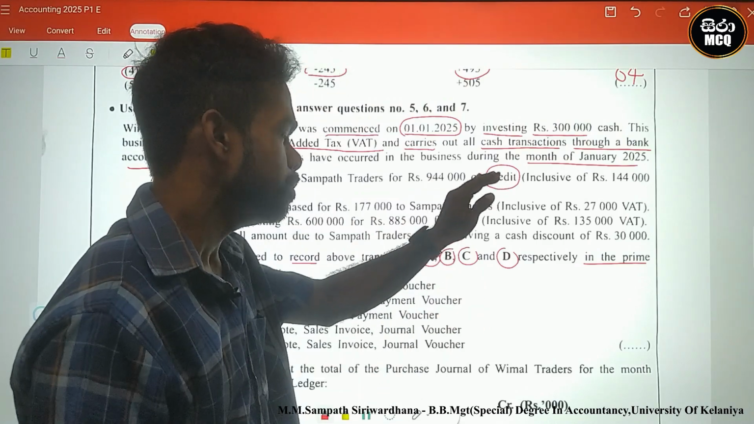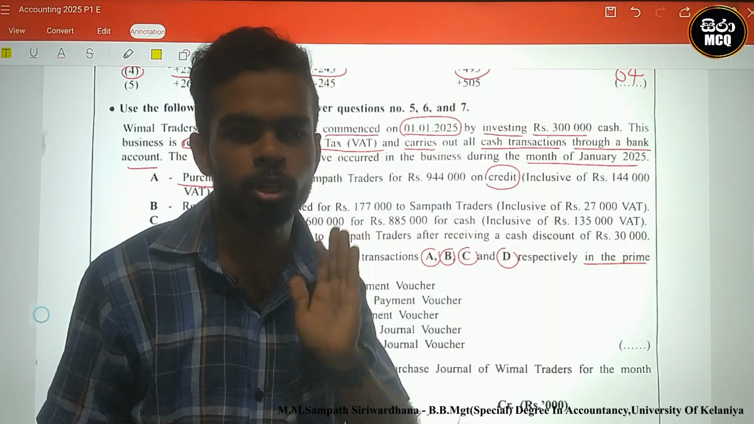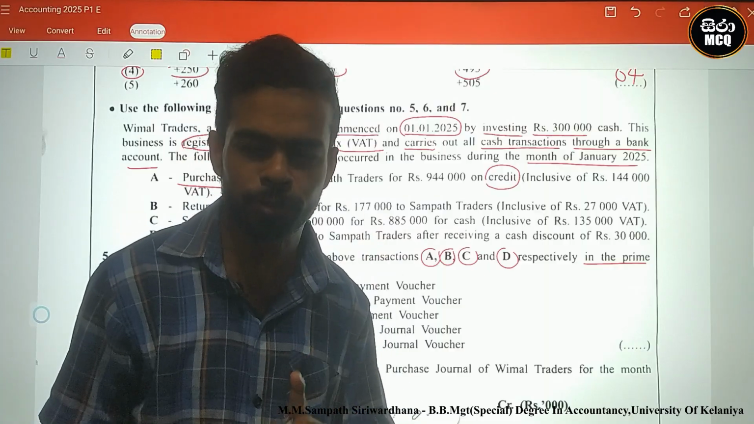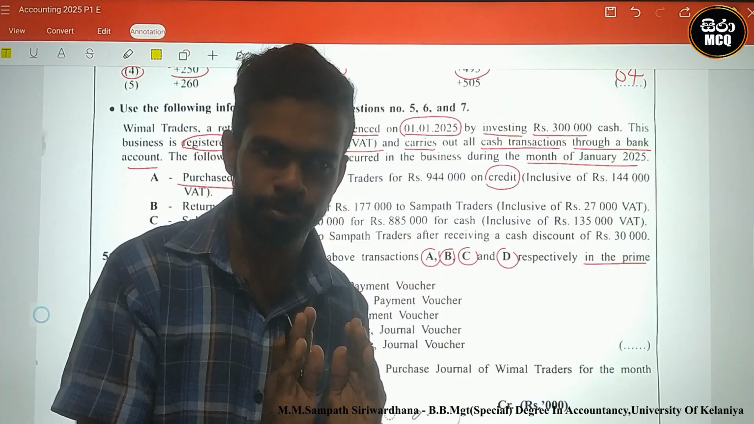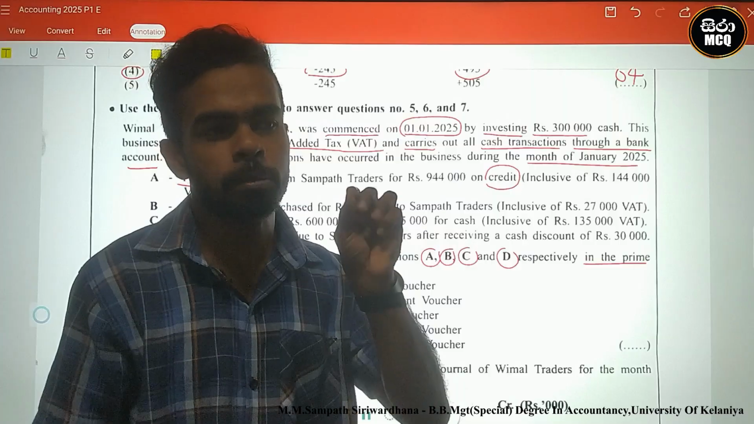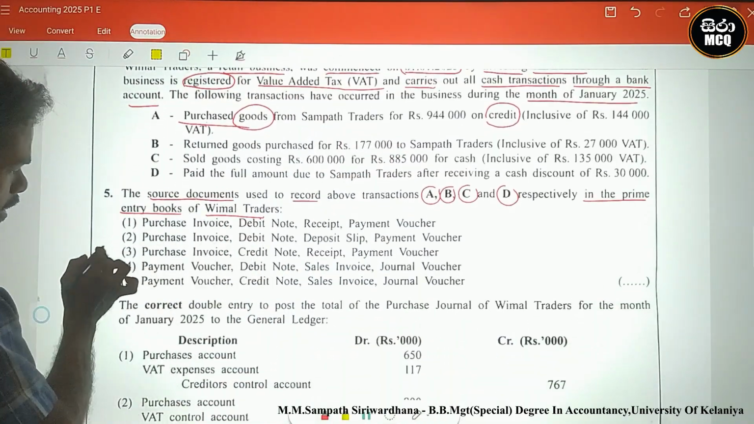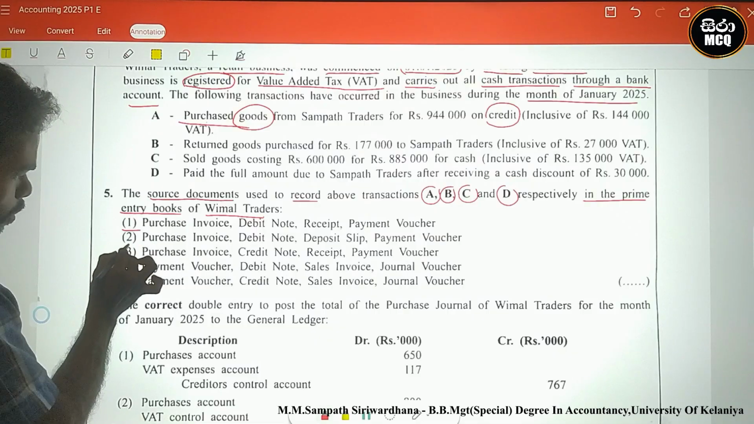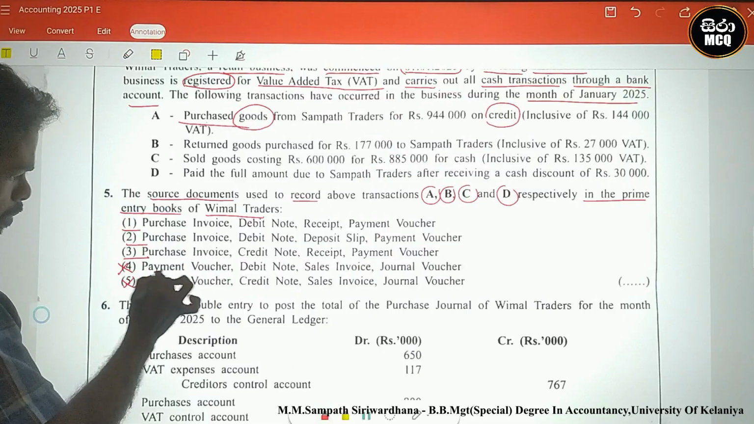Okay, credit purchasing is related to the purchasing journal. What is the source document? Purchase invoice. The prime entry book is the purchasing journal and the source document is the purchase invoice. Look here, there are three options showing purchase invoice. The payment voucher is rejected.